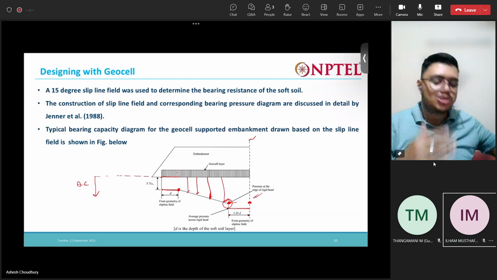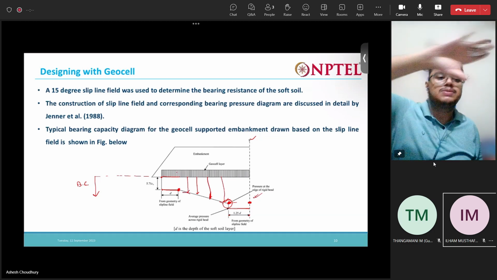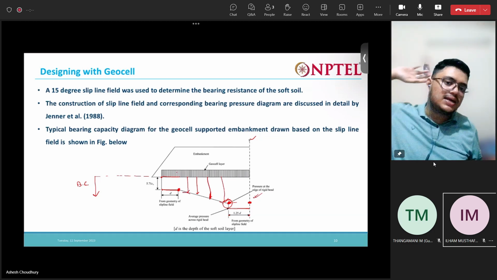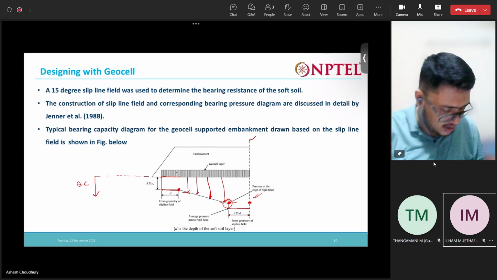But due to the reinforcement, what is happening? Our elastic limit is increasing. That means it can take more load. The soil can now take more load without going into plastic state.